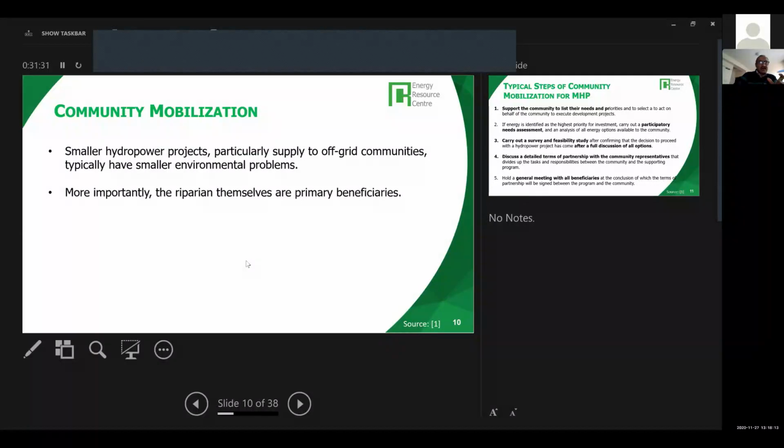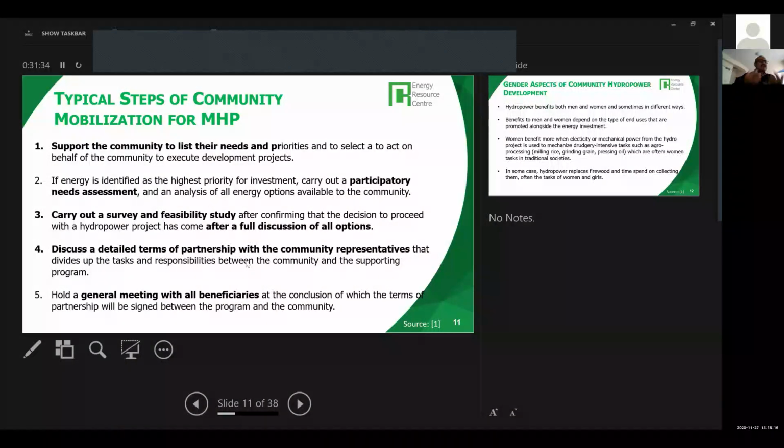But one key factor that you have to understand is communities need to be mobilized. They should be fully aware of the hydropower project. I take one example of a mini hydropower project community mobilization procedure, the steps. This is basically based on experience in other countries, including Nepal, Afghanistan, Pakistan, even Kenya, I think. The typical steps of community mobilization for mini hydro is, first, you have to support the community to list their needs and priorities and to select and act on behalf of the community to execute development projects.